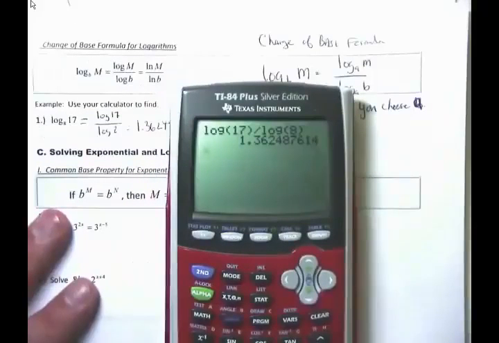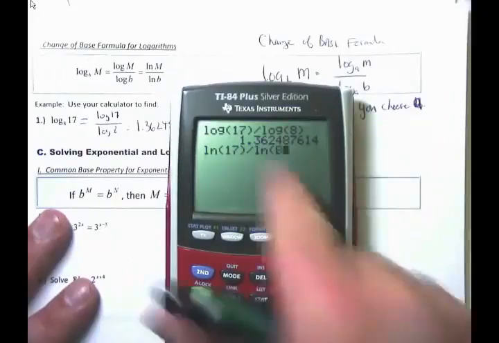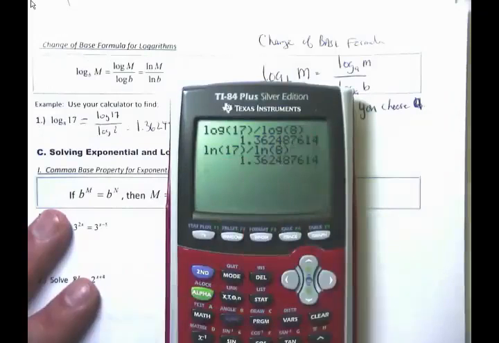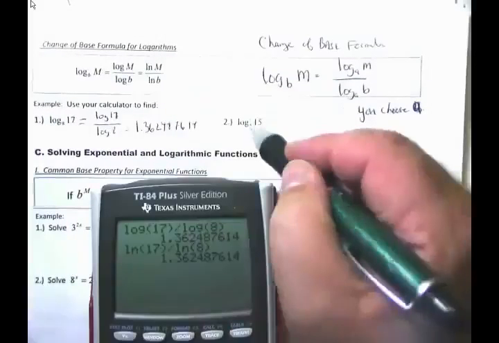But I wanted to show you this. It wouldn't have mattered if I chose the common log button or the natural log button. Natural log of 17 divided by the natural log of 8. You'll notice I get the same digits. I get the same number completely.